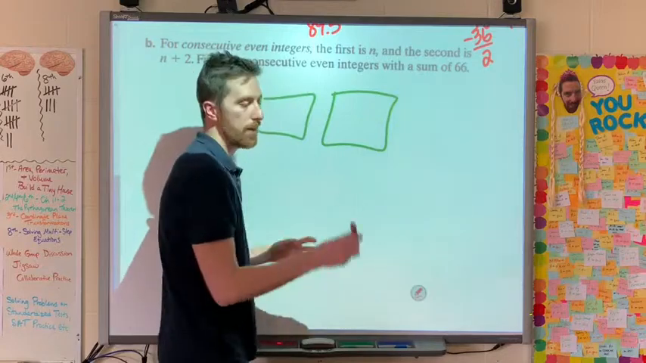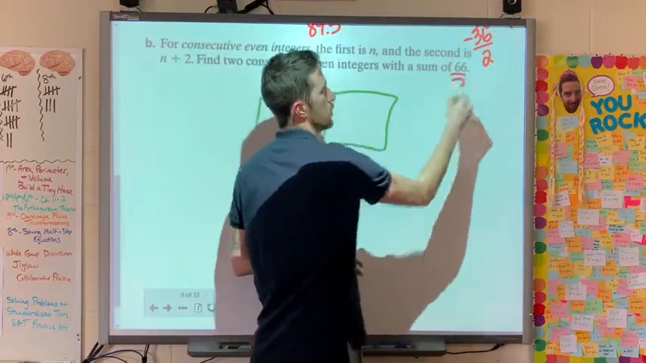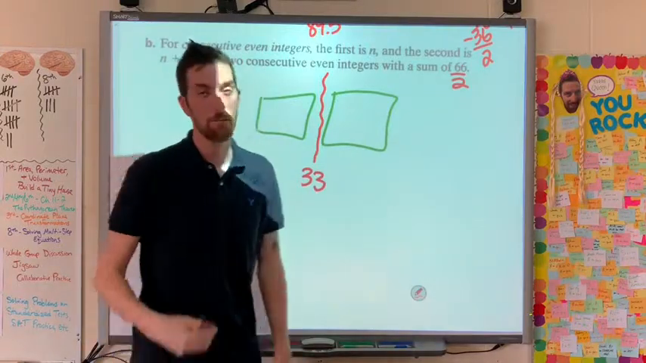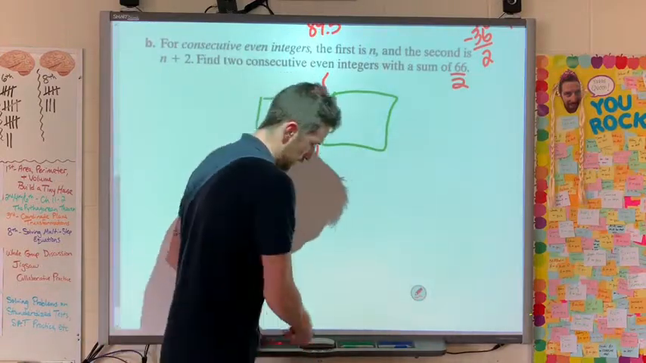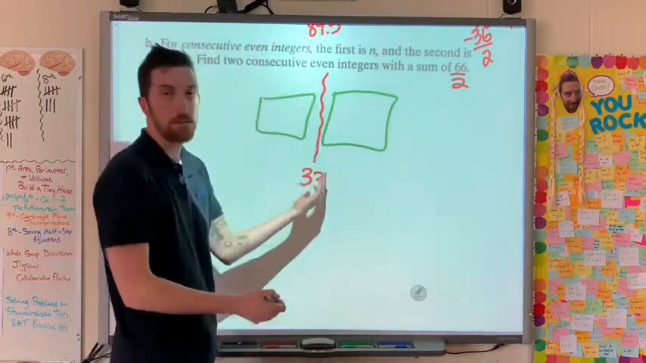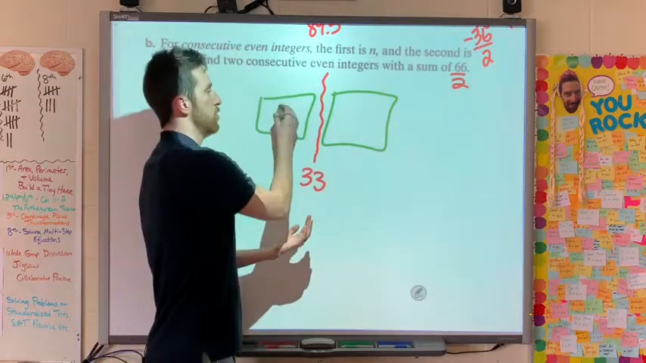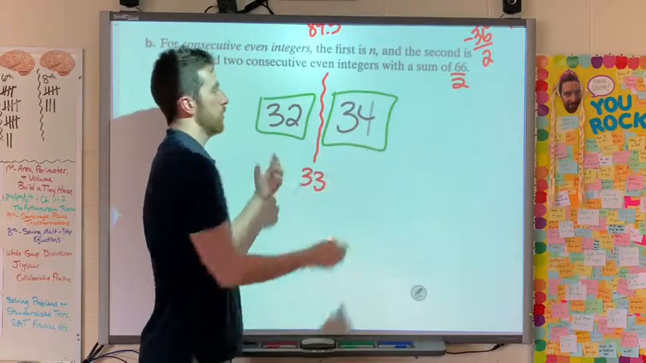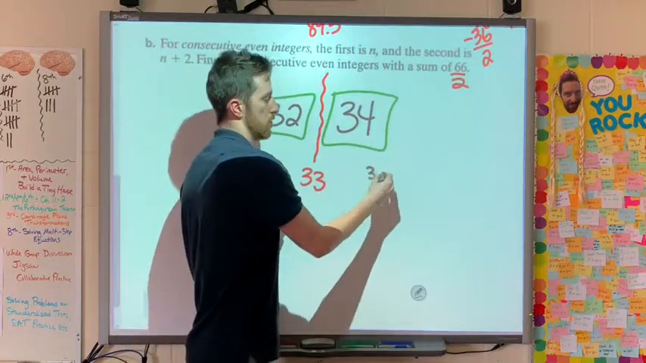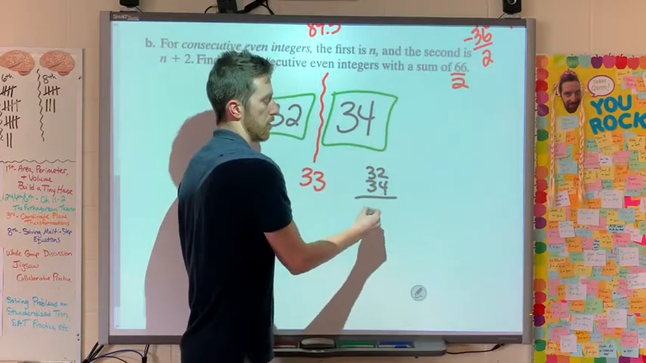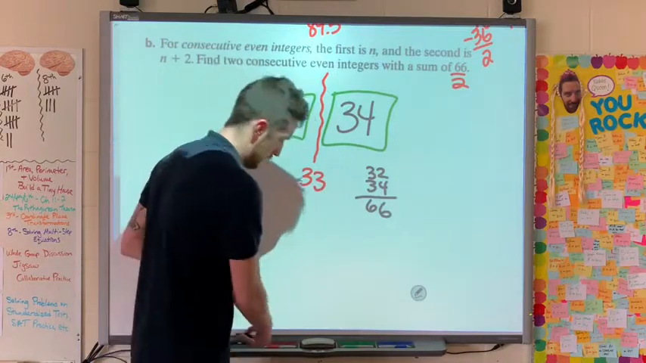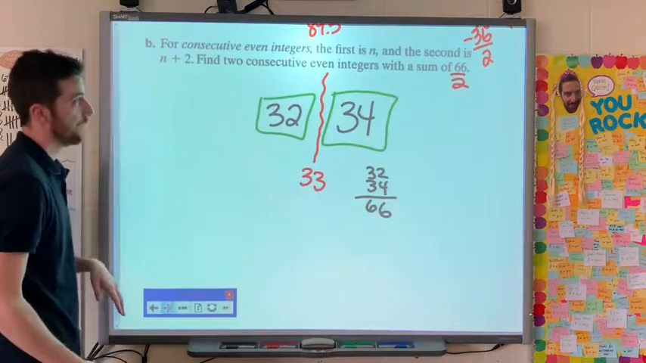If I just divide 66 by 2, it'll give us 33. We're looking for even numbers. So if we just bump 33 down, the next even number is 32. The one above it is 34. If we add those up, 32, 34, it does give us 66. So that'll find the middle for us. All right.